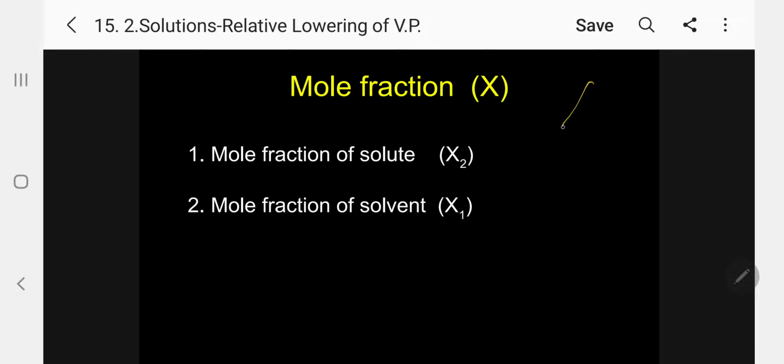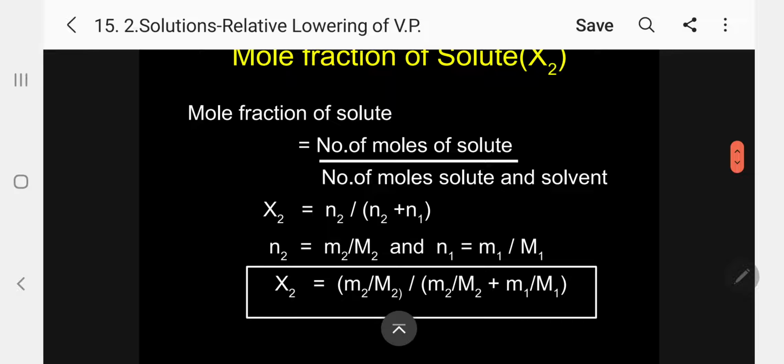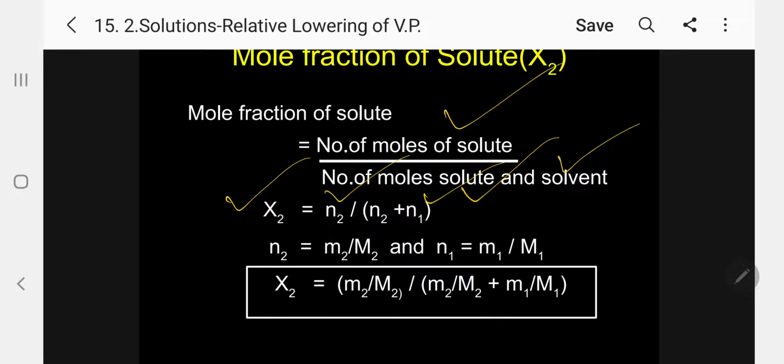Next, mole fraction, which is important for us. Mole fraction is normally indicated by X, 1 for solvent, 2 for solute. So mole fraction of solute is X2, mole fraction of solvent is X1. Let me go with the first one. What is the mole fraction of solute? The total number of moles of solute divided by total number of moles of solute and solvent. Mathematically, X2 equals N2 divided by N2 plus N1.